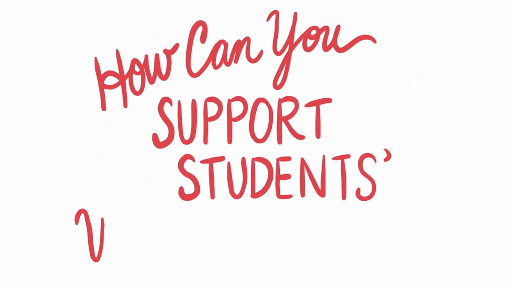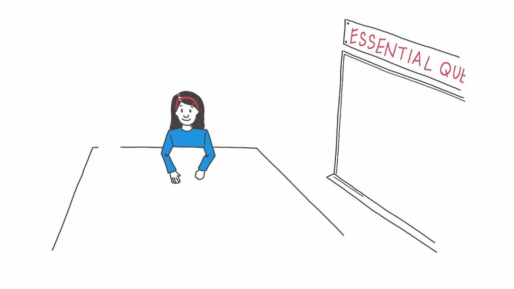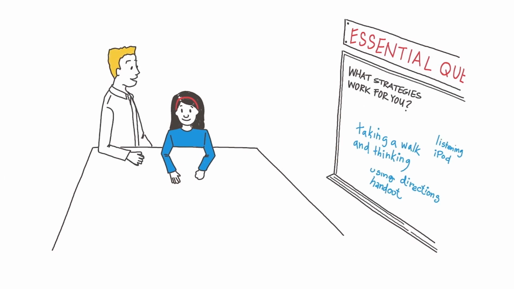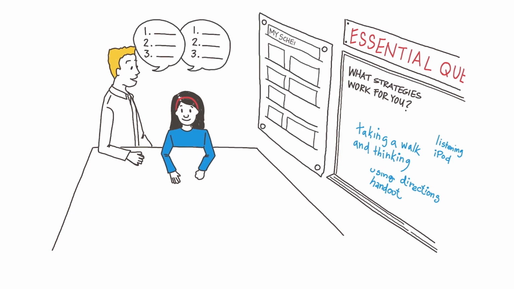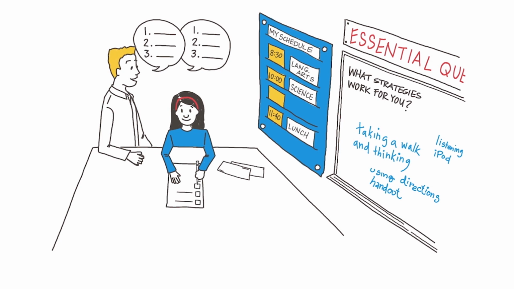How can you support students' working memory? No approach will work for all learners, but there are some research-based approaches that can be helpful. Repeat instructions and break down complex tasks into single steps. Have students create organizers like wall charts and checklists they can refer back to and use to stay on track.